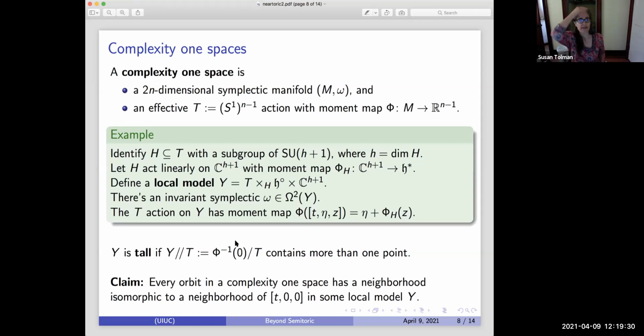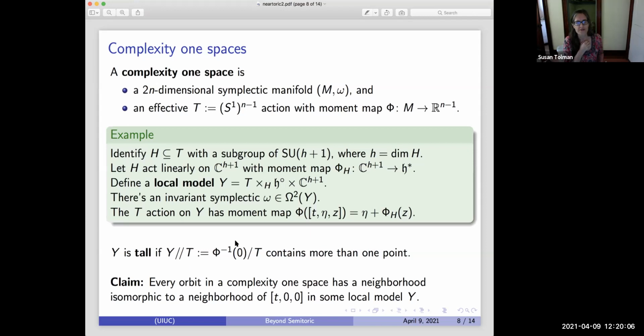So here's an example. Let's identify some subgroup H of T with a subgroup of SU(h+1), where little h is the dimension of H. This gives us a linear H action on C^(h+1), just because SU(h+1) acts naturally. And let's call its moment map Φ_H. So this is the map from C^(h+1) to H star.